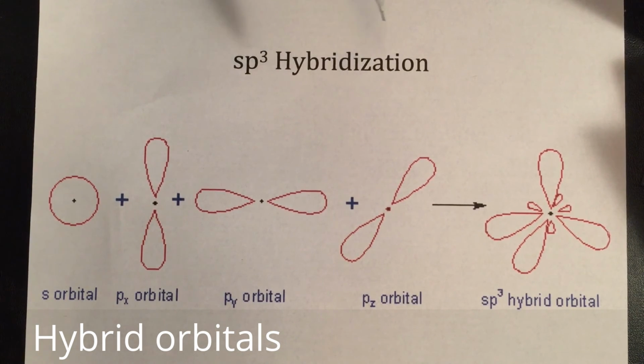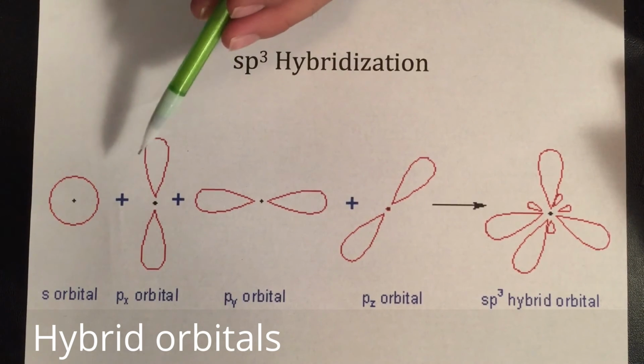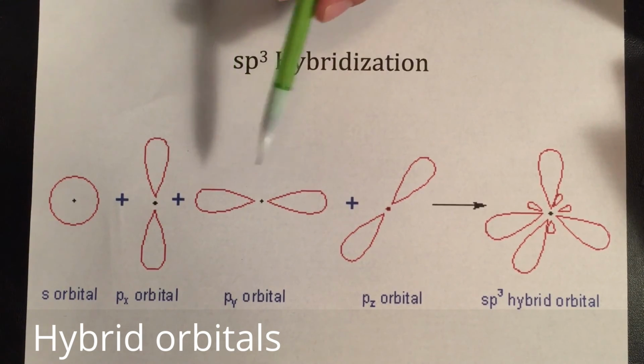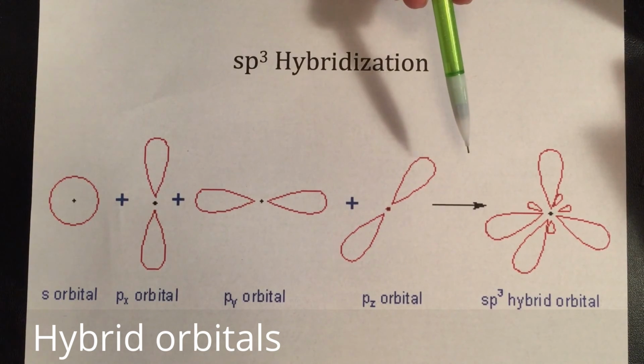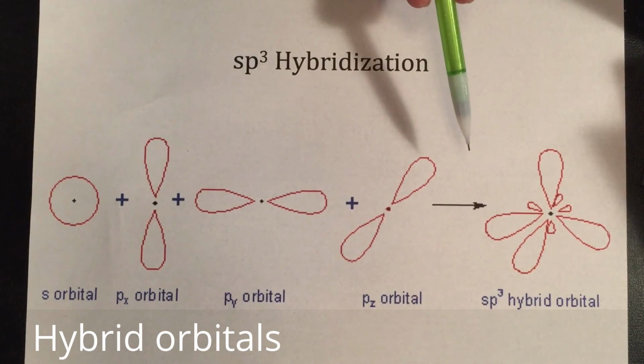sp3 hybridization can explain the tetrahedral structure of molecules. The 2s orbital is mixed with all 3 of the 2p orbitals, creating 4 hybridized sp3 orbitals. Each of these has 25% s and 75% p character.